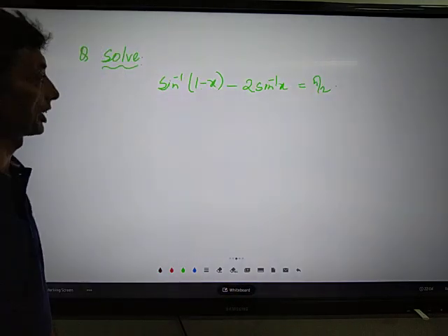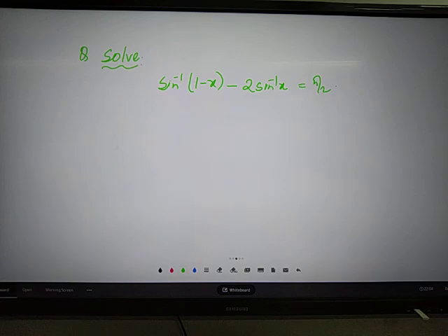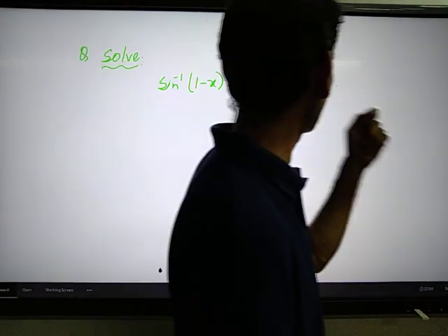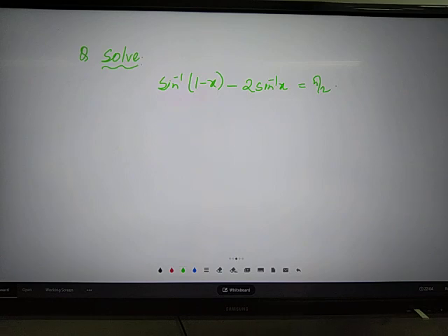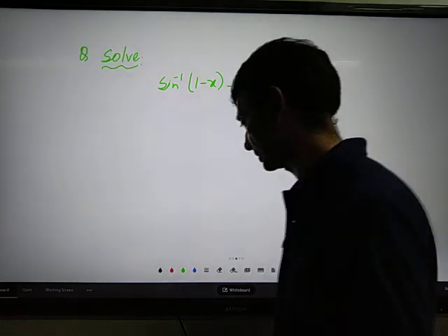Yes, this is the question. Let's solve: sine inverse (1 minus x) minus 2 sine inverse x equals pi by 2. How to solve this? Solve means to find the value of x.